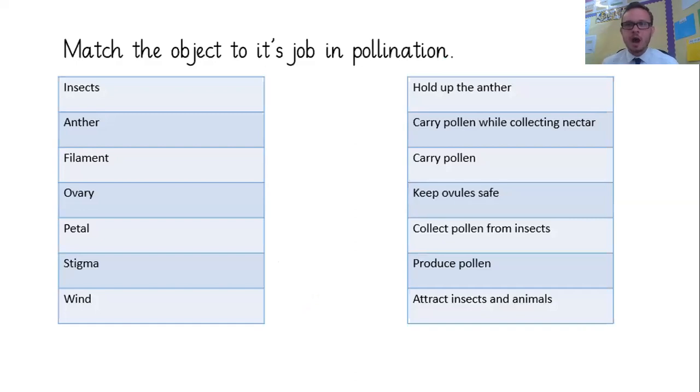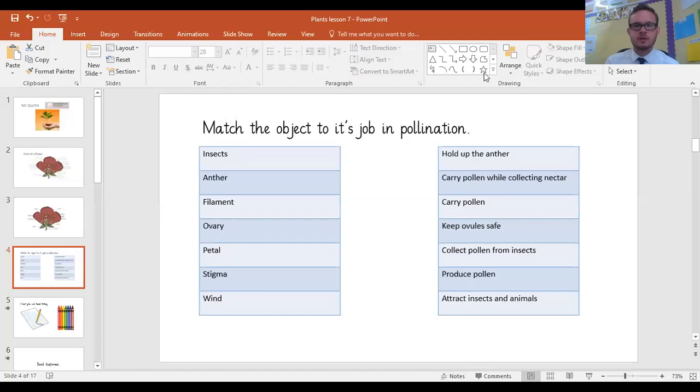Speaking of the last lesson, I would like you again to try and remind yourself where these parts link. So pause the video now, see if you can remember which matches which. Okay, let's join those up together then. Insects, well, they carry pollen while collecting nectar from that flower. The anther produce the pollen. They are the male parts of the flower. The filament, yeah, that supports or holds up the anther.